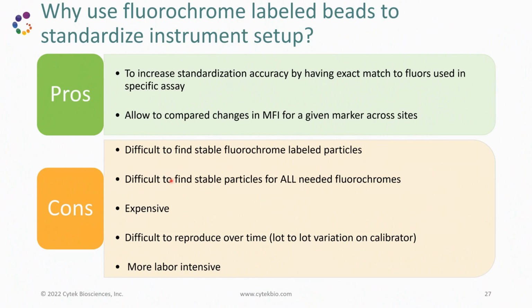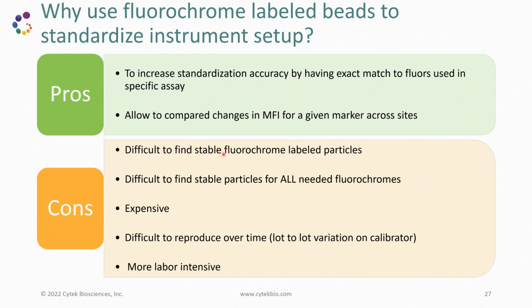Unfortunately, there is a reason why not everybody's doing this and why it's hard to accomplish. It's very difficult to find stable fluorochrome particles that are commercially available. If you do this in your lab and you stain compensation beads from any vendor and you run them at time 0, 1 hour, 2 hours, you're going to start seeing changes in the MFI. Even if you fix them, they are not super stable.